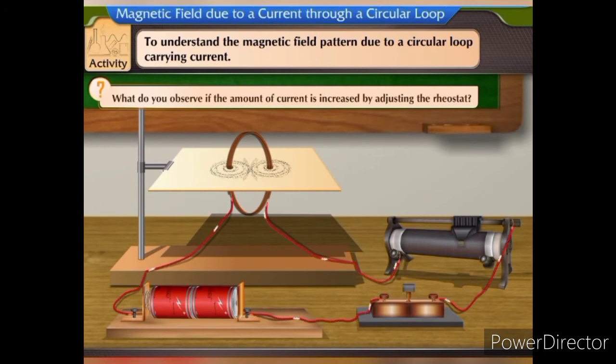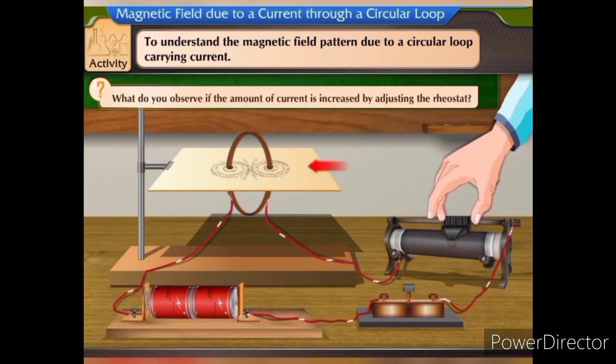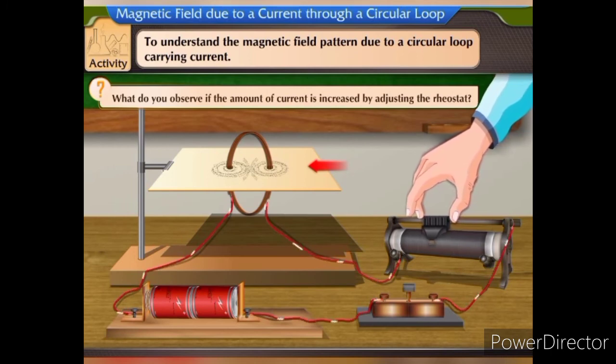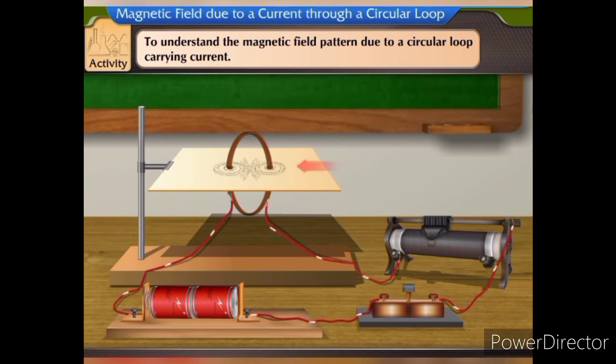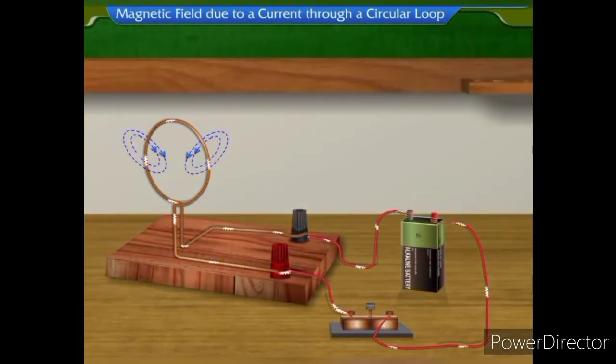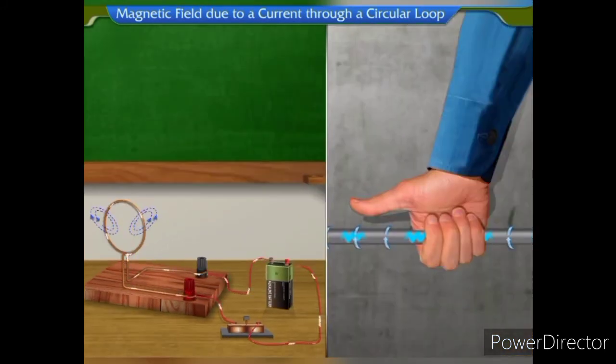What do you observe if the amount of current is increased by adjusting the rheostat? You will notice that the filings get arranged in circular patterns of smaller radii, indicating increase in the magnitude of the magnetic field. Let us study the magnetic field due to a current through a circular loop. We have seen that the current flowing through a circular coil produces a magnetic field. We can find the direction of the field using the right-hand thumb rule.